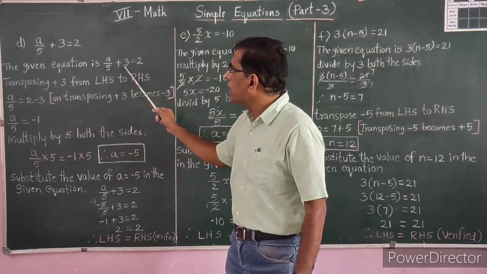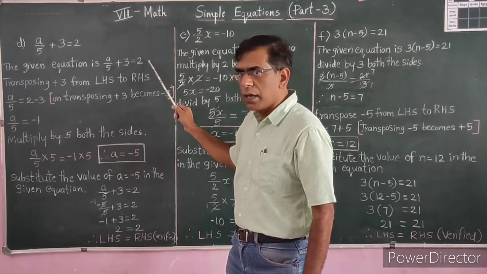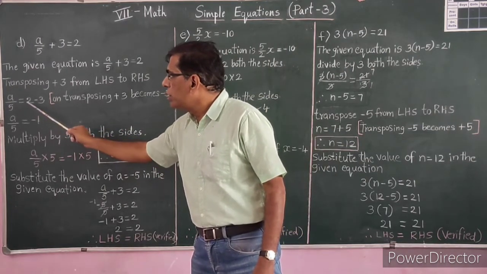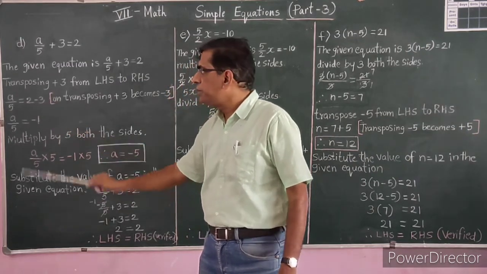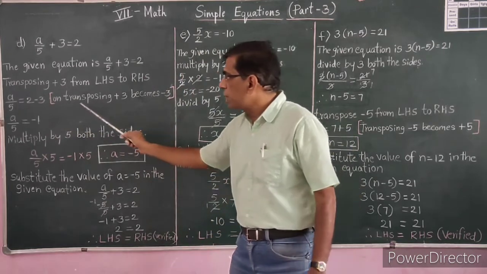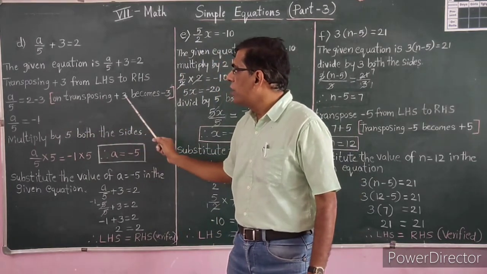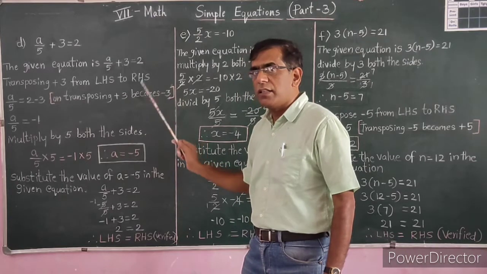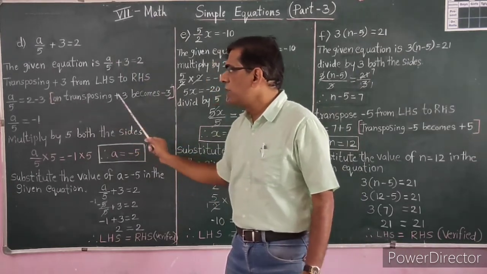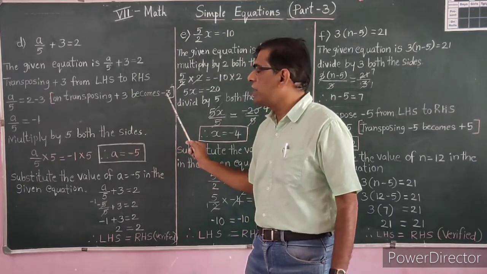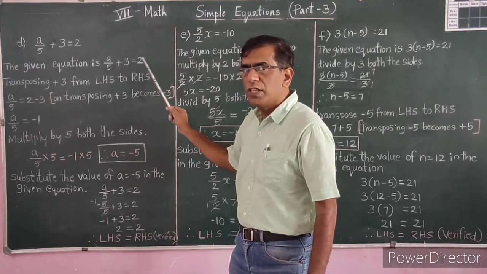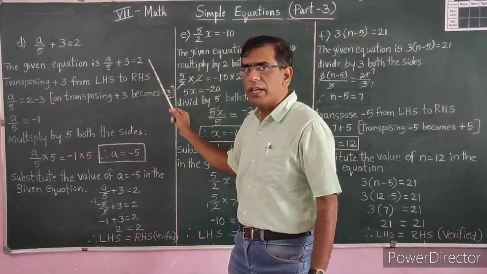That is, this plus 3 comes to this side. Now, a by 5 is equal to 2 minus 3. On transposing, plus 3 becomes minus 3. The sign will be opposite. When the plus 3 comes to this side, the sign becomes opposite: plus becomes minus, minus 3.